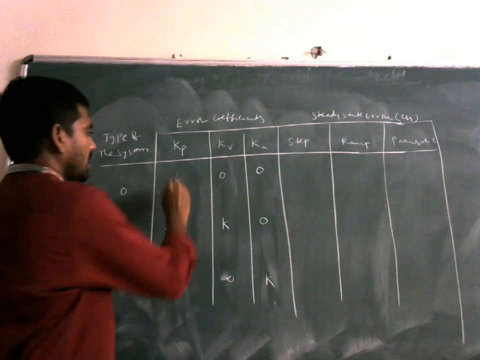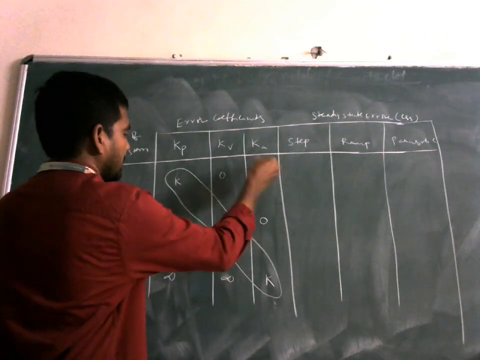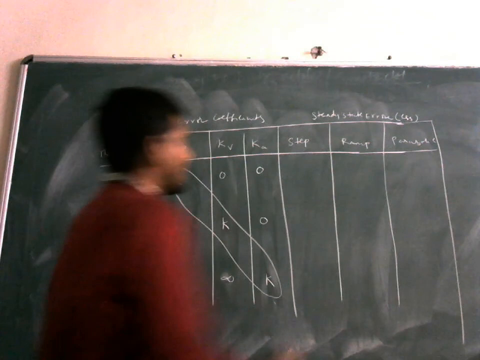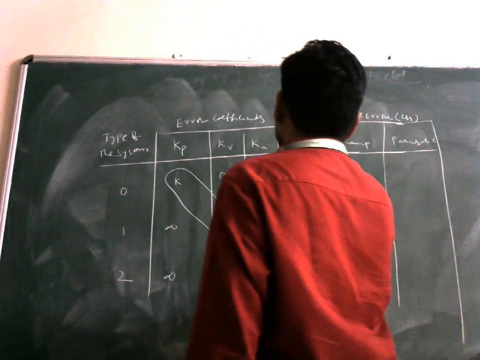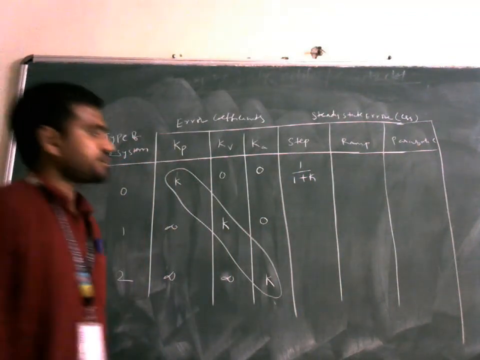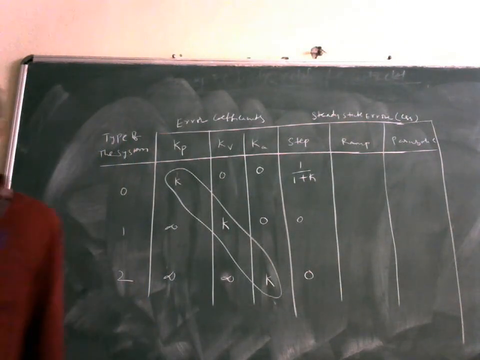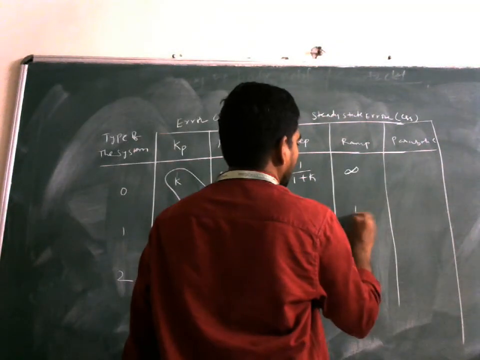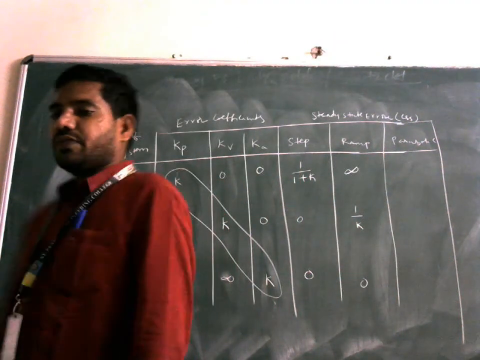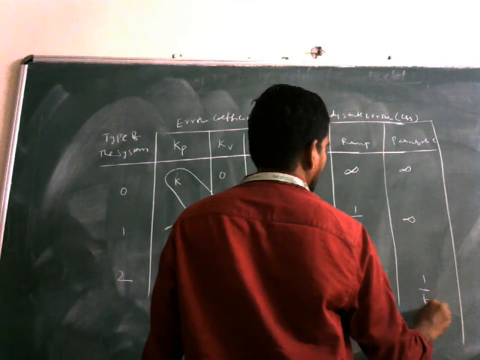Okay. That means the diagonal elements are constants. The upper triangle is zeros and the lower triangle is infinity. Here also we are going to get 1 by 1 plus K. After that what will happen? 0, 0. For the ramp signal what are we going to get? Infinity, infinity, 1 by K, 0. Again for the parabolic we are going to get infinity, infinity. These are very simple.